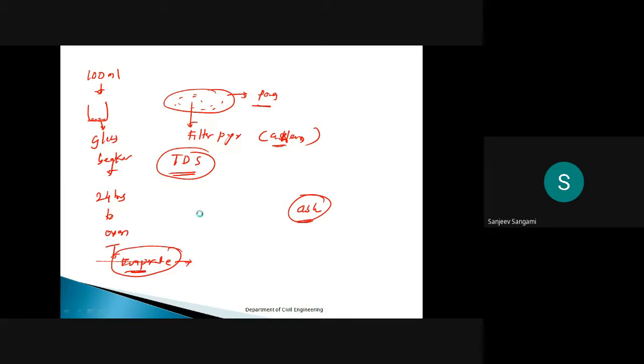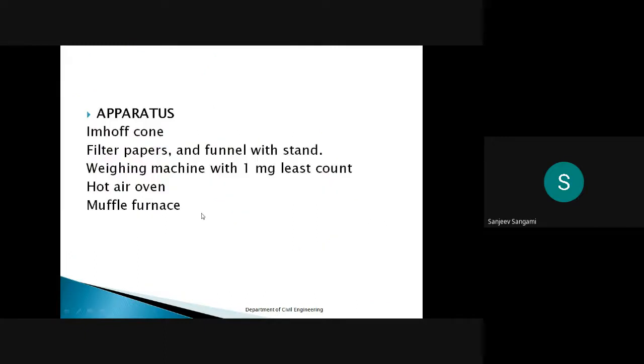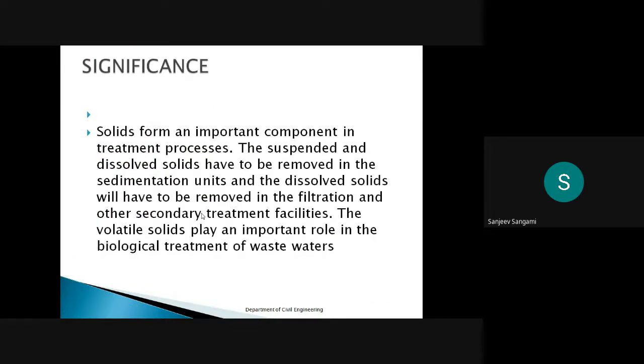In the previous class, we were discussing some of the solids experiments, and meanwhile, we have completed the hardness experiment. We have completed the turbidity. We have completed the pH as well.